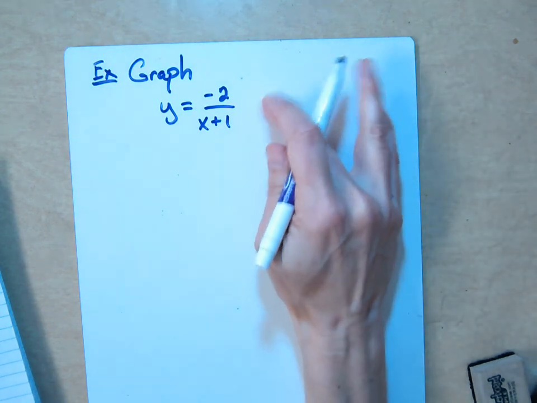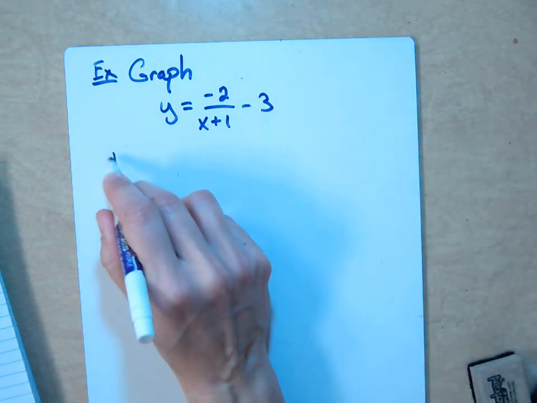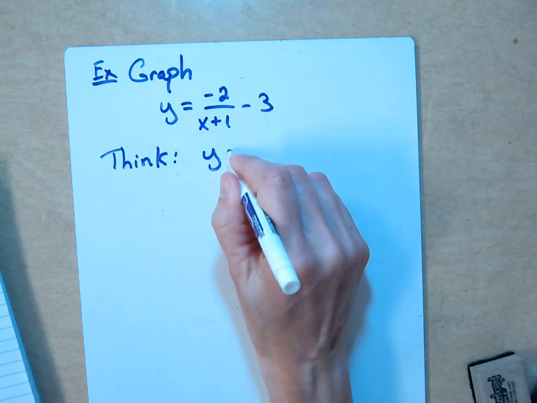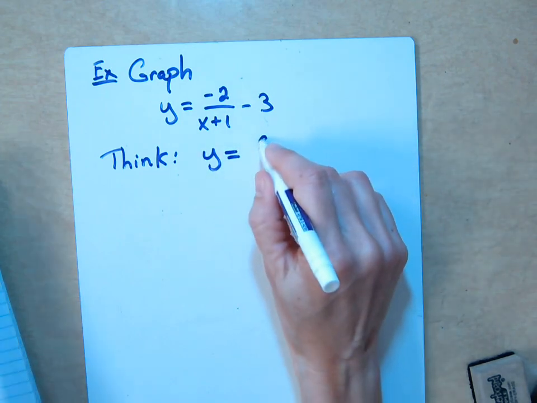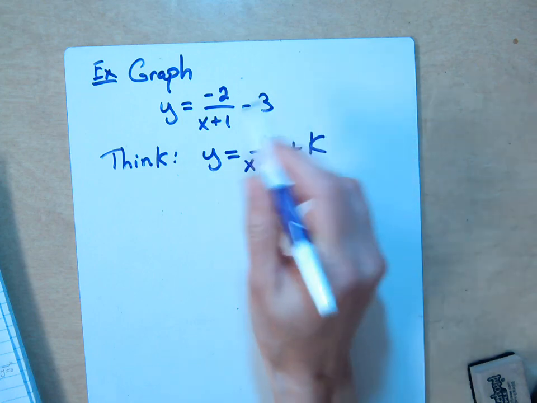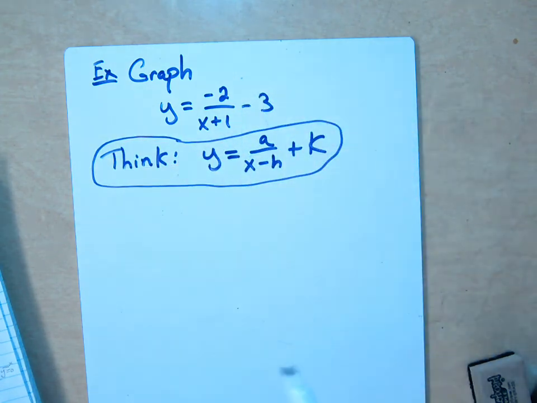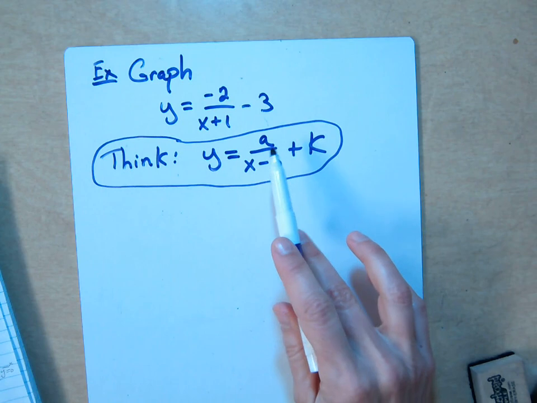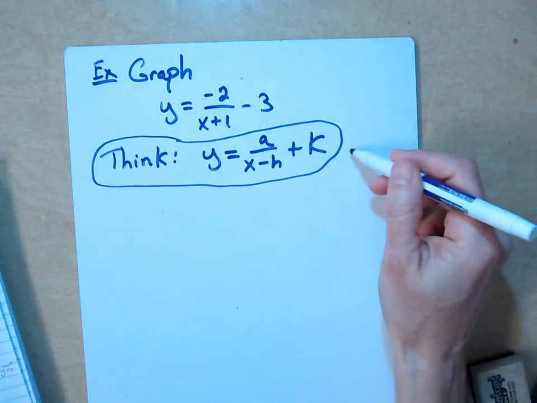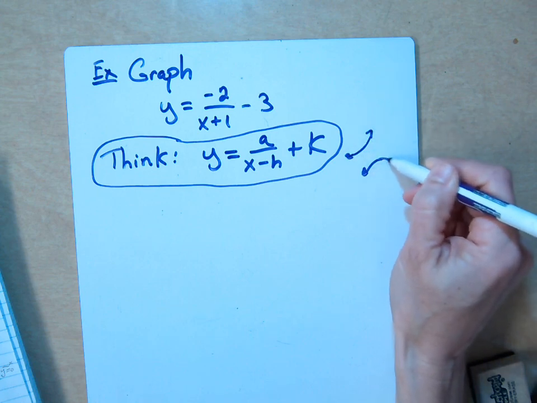This whole thing minus 3. Okay, so this is what you should think. We want to make this easy. Think of the general form: y equals a over x minus h, plus k. If you compare these, that will tell you what's going on. Since a is negative, you know in general that it's going to be in the second and fourth quadrant, so the shape is going to be like this.